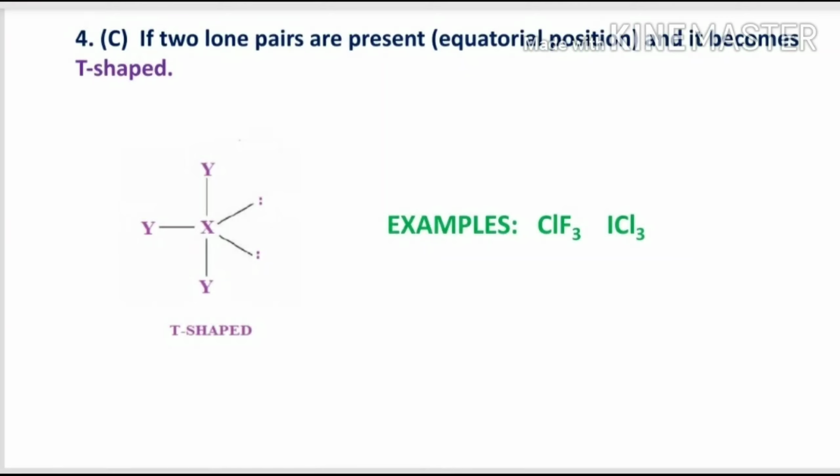The next one is 4c. If 2 lone pairs are present in equatorial positions, the shape becomes T-shaped. For example, ClF3 and ICl3. For these molecules, 2 lone pairs are present instead of 2 bond pairs. Now it is distorted to T-shaped molecules. You see, ClF3 and ICl3 are T-shaped molecules.